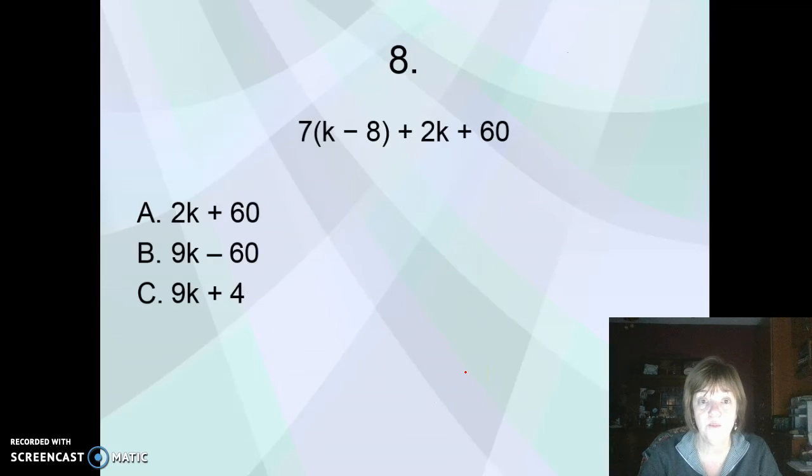Again, this is another help sheet that you can use. Make sure you do it carefully. First do your distributive property, and then combine your like terms. Notice we don't have an equal sign. You don't have to solve for k. You're just going to end up with another expression, as you can see. All your choices are expressions.